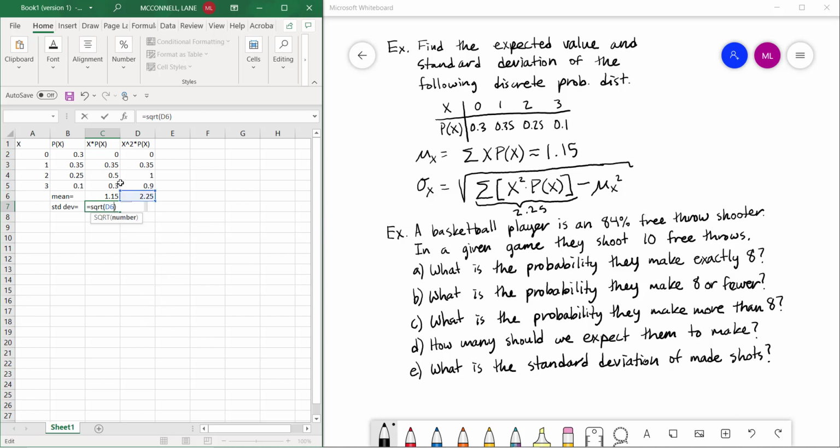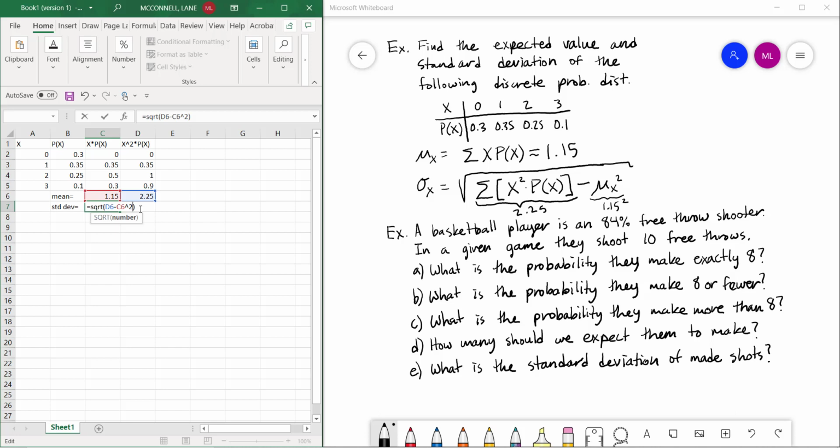D6 minus this number squared, which is the number sitting here squared. So that is in C6. So minus the value in C6 squared. And I'm doing this all in one step. So it's going to take the 2.25. It's going to subtract off this number that we know is 1.15, but we need to square it. So this is the 1.15 squared.